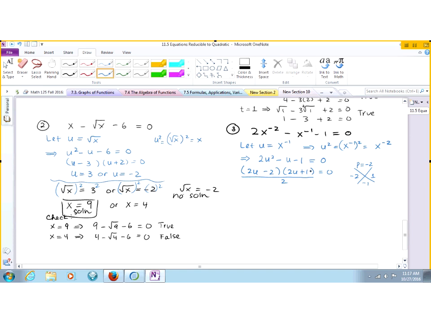All right. So what am I doing with my 2? You split it into 2 times 1. Yes. So what is this? (u minus 1)(2u plus 1) equals 0. Yes. So u is equal to 1, or 2u is equal to -1.